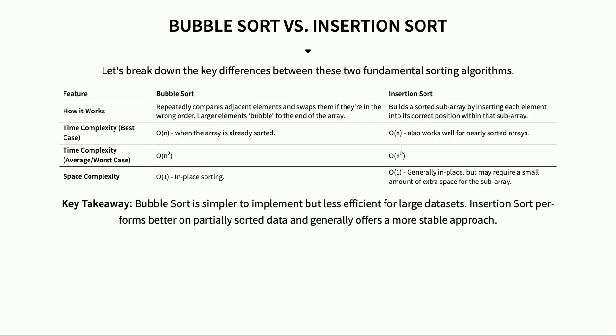Insertion sort, on the other hand, builds a sorted portion of the array by inserting each element into its correct place within that sorted part. This is efficient when your data is almost sorted already, and it also has a quadratic time complexity. Generally, insertion sort tends to be more stable and perform better than bubble sort for larger datasets.